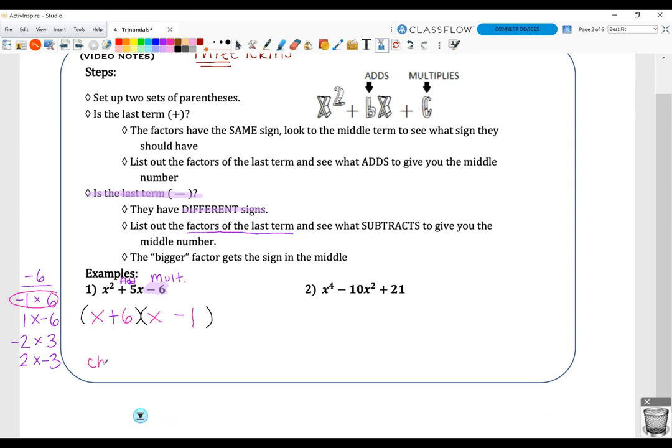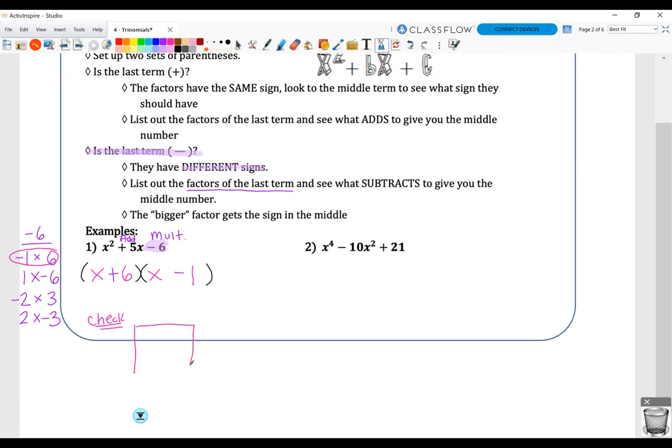If we were unsure if we did this correctly, we could always check it by going back to my box method. All right, doing x plus 6, x minus 1. Do you have to check it? Absolutely not. But if you're ever unsure, you could always check it, right? And when you check it, you would get common terms. You get 5x minus 6. So that checks out.